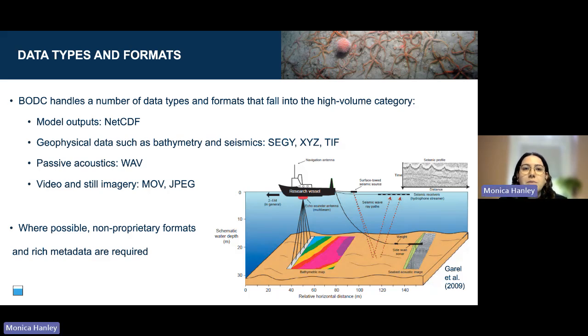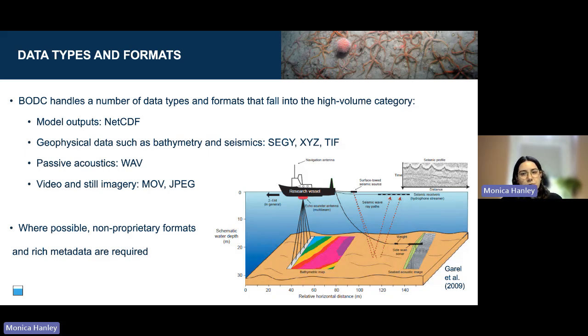So what are the different types and formats we actually get at BODC? The main ones we get are model outputs. So we want these to be in netCDF files, preferably CF netCDF, which stands for Climate and Forecast netCDF. Then we have geophysical data such as bathymetry and seismics data, which we ask for in SEG-Y, XYZ, or TIFF formats. Then we have passive acoustic data, which comes in WAV, and video and imagery in MOV and JPEGs.